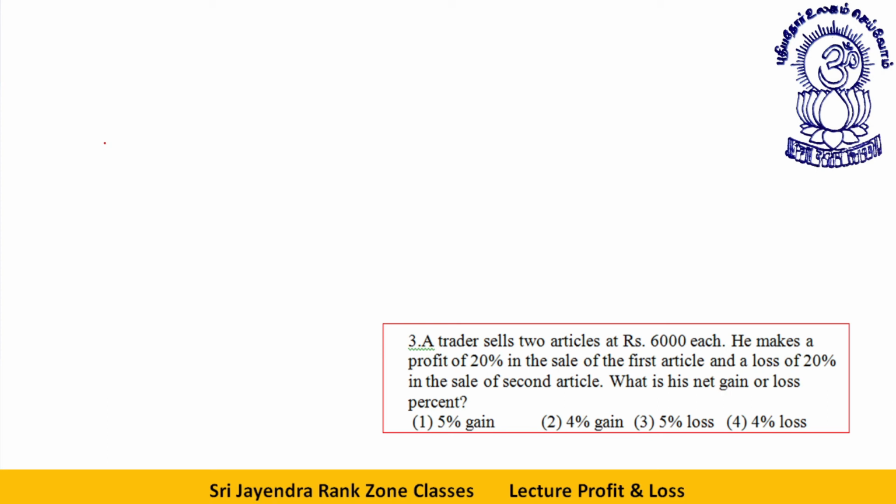A trader sells two articles at rupees 600 each. He makes a profit of 20% on the sale of the first, and a loss of 20% on the sale of the second. Net? Can you do it before me? Same previous question. X square by 100, 20 square by 100, that is 4%. Okay. Let me change it to the next one. Same question. I think let's take one more.